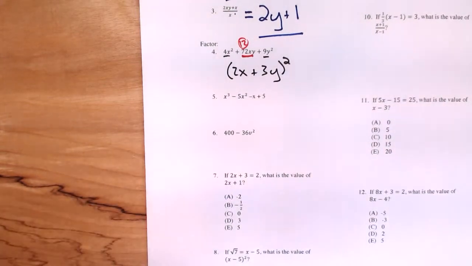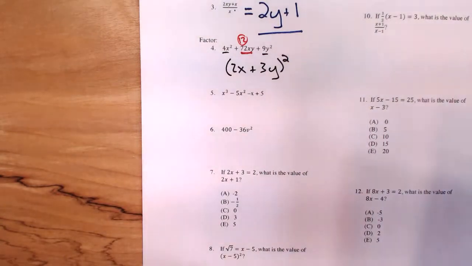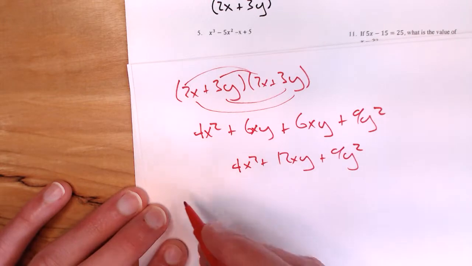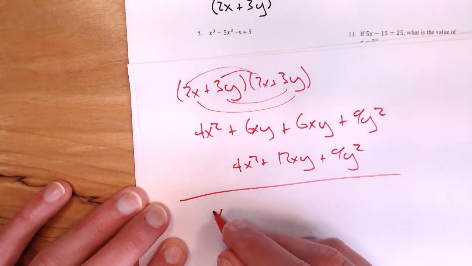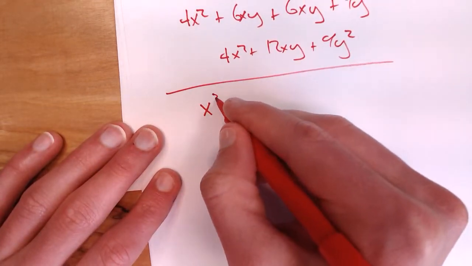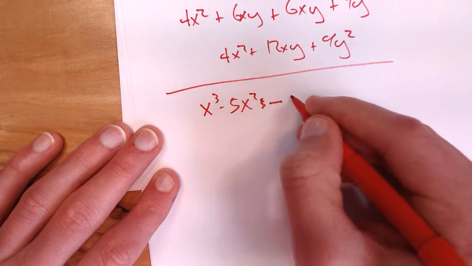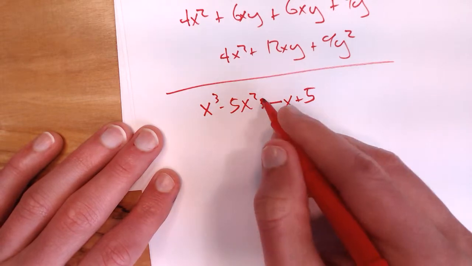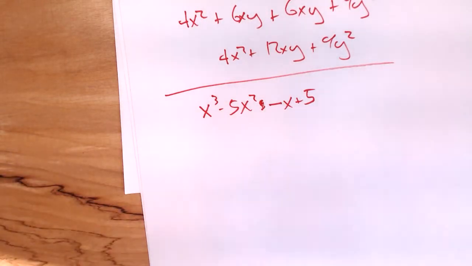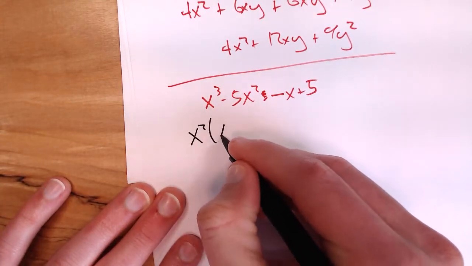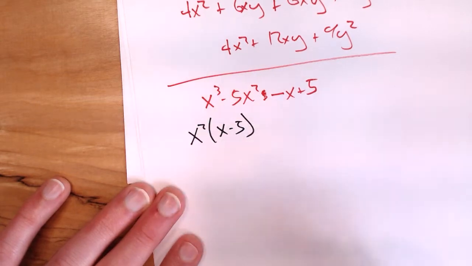Alrighty. Number 5 says x cubed minus 5x squared minus x plus 5. We want to factor this. This is factoring by grouping, which you've seen in school most likely. So I'll write the problem down nice and big: x cubed minus 5x squared minus x plus 5. We're going to deal with this in pairs. So let's work on the first pair first. We'll pull out an x squared from there. So x squared times x minus 5, just like that.